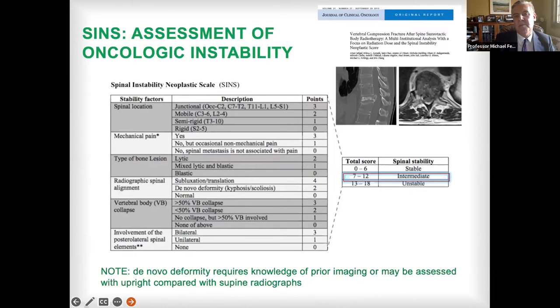It's important to consider the oncologic stability, and the spine neoplastic scale is of particular value. You need to consider the spinal location, so whether this is in a rigid area or a junctional area. The presence of mechanical pain is very important, whether it's a lytic, blastic, or mixed lesion, whether there's evidence of deformity or subluxation, the extent of vertebral body collapse, and the extent of involvement of the posterior spinal elements. And these factor into consideration in the SINS score.